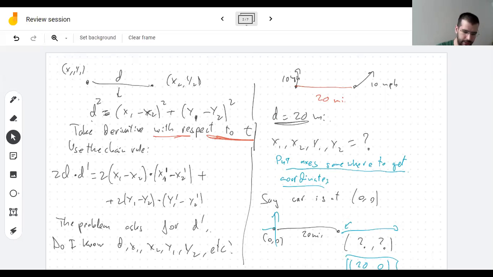So this tells me that x1 is 0. So I said the coordinates of the car were 0, 0, and the coordinates of the motorcycle are 20, 0. Okay. If you want to ask questions, feel free to stop me.